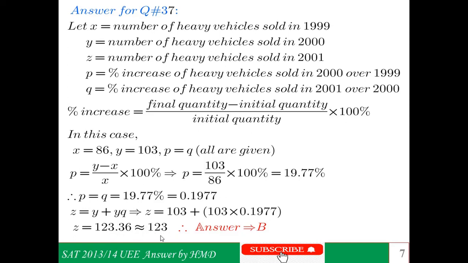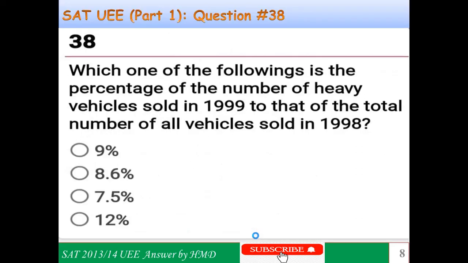When we interpret this by using the given data and the given conditions, the number of heavy vehicles sold in 2001 were 123, and therefore the answer is going to be B. I hope you got the answer, right? Let's continue again for question number 38.